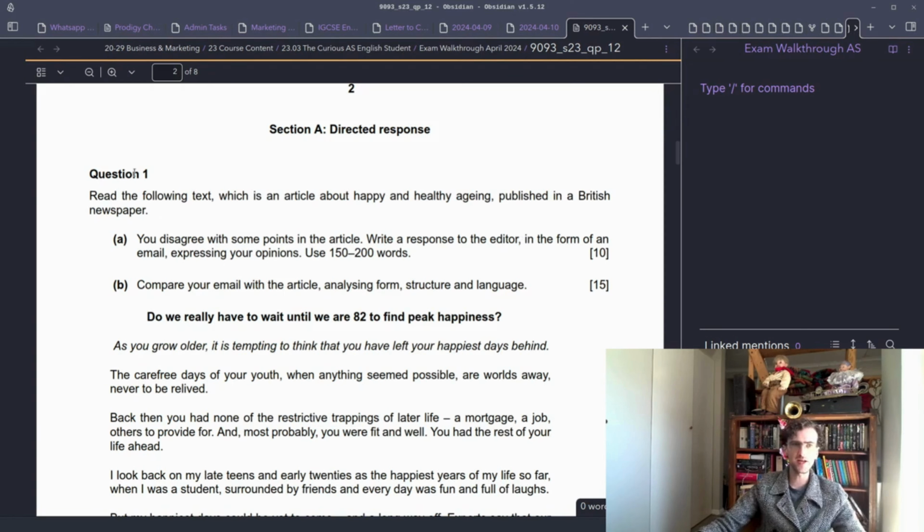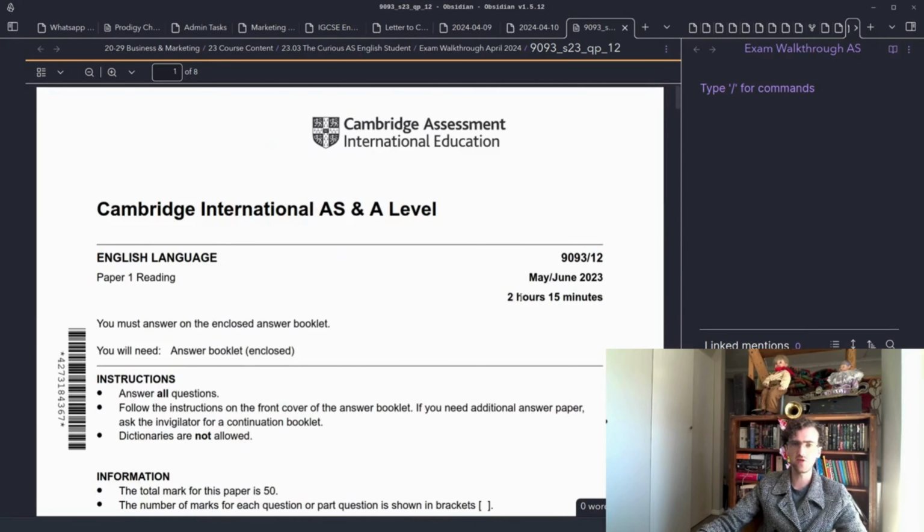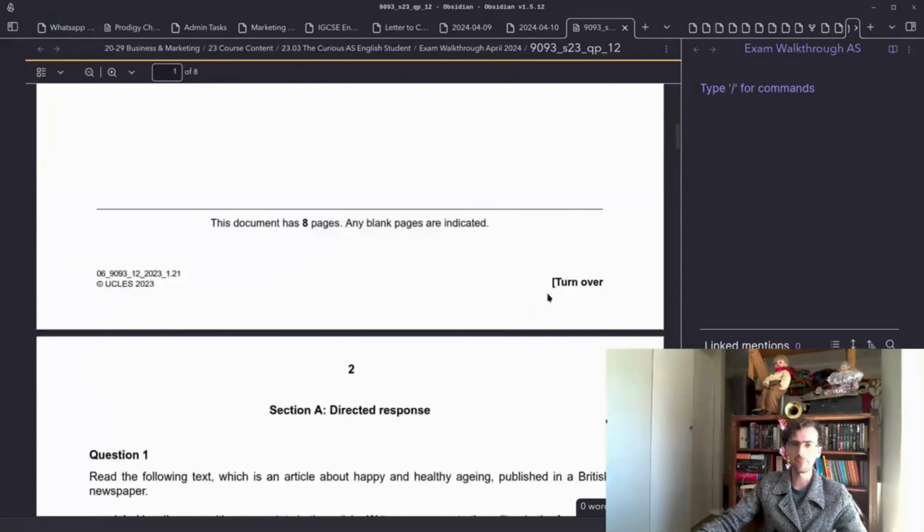So if we look at question 1 here, it says, read the following text, which is an article about happy and healthy aging. It was published in a British newspaper. So it tells you what to do, read the text. So you're going to read the text. Now, I just want to bring your attention here to 2 hours and 15 minutes. So you've got about 1,500 words of writing in this exam.